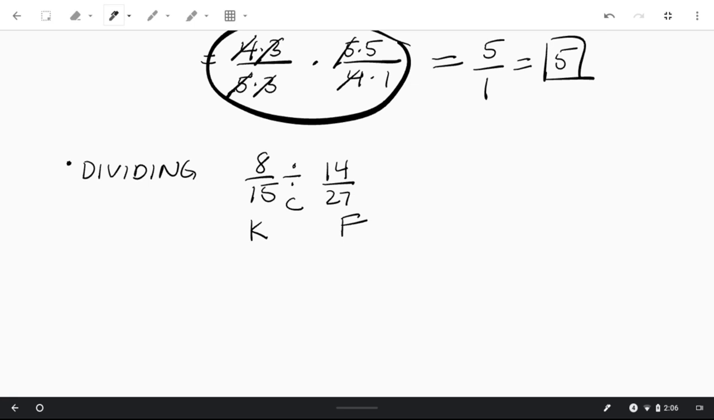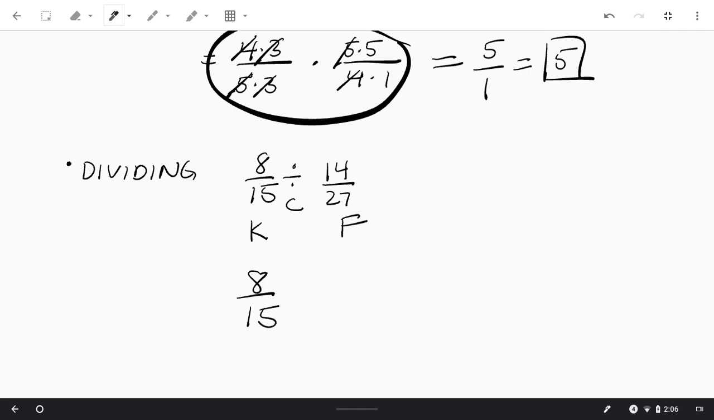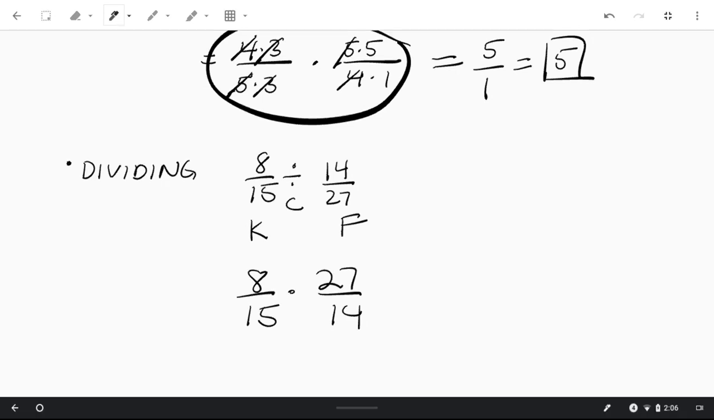Okay, so KFC. All right, so we're going to keep this as 8 over 15. We keep that. We flip 27 over 14, and we change to multiplication. Hopefully you remember that about dividing fractions. And then here, now we just treat it like the problem above. We look for common factors and cancel.